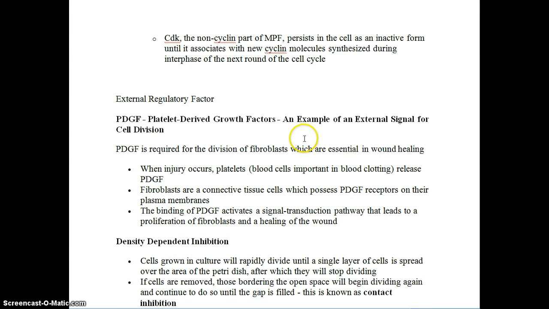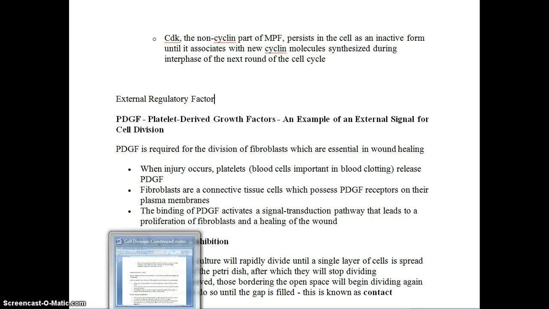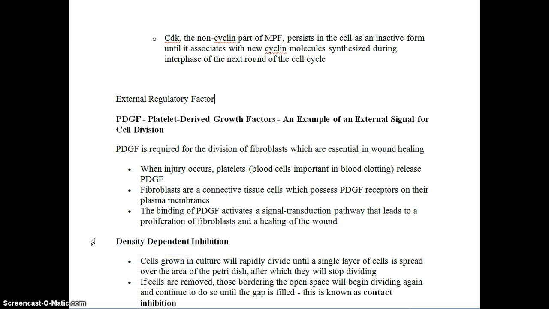Other than that, that wraps up all of mitosis and meiosis. Check out the PowerPoints and rewind this if you have to. Check out your condensed notes, and I think you should be pretty well prepared for the cell division test. Thanks.